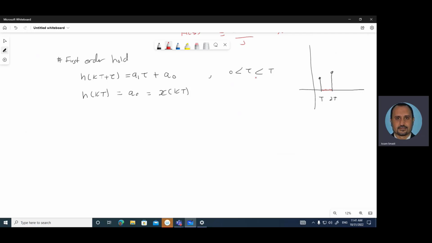So when tau is equal to zero, I am on the sample, correct? So I know the value. So when tau is equal to zero, I'm having h of kt equal to a0, which is equal to x of kt. So this is at tau equal to zero.